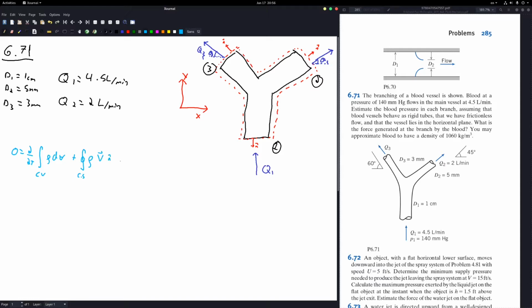The next step, again, is to start with the conservation of mass, so we know that 0 is going to be equal to the rate of change of the mass inside the control volume plus the ingoing and outgoing fluxes. We arrive at the expression 0 is equal to minus rho v1 A1, again because we're going into the control volume, plus rho v2 A2 plus rho v3 A3. This means that our flow rate Q1 is equal to Q2 plus Q3, which means that we can solve for Q3, which will be 2.5 liters per minute.